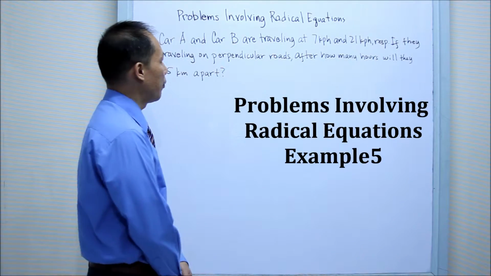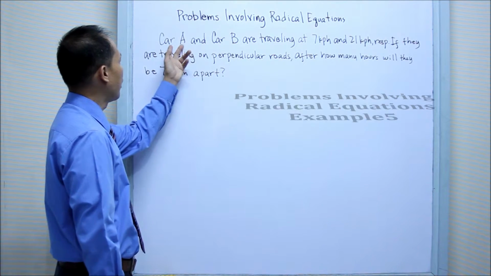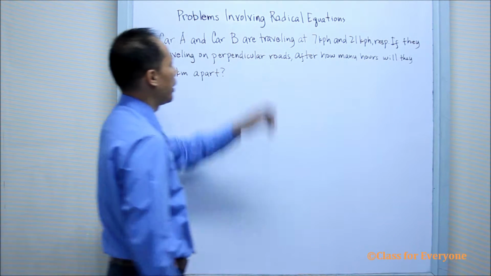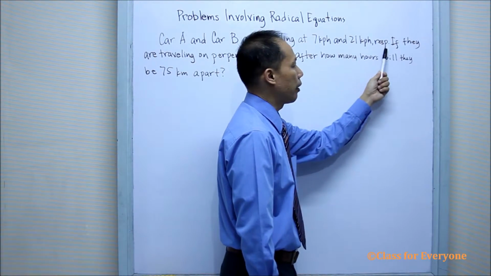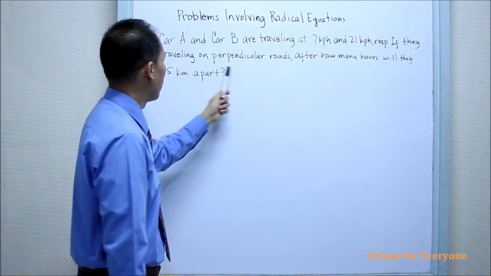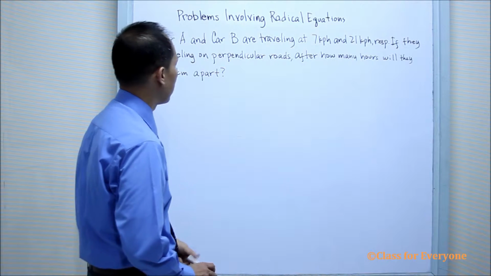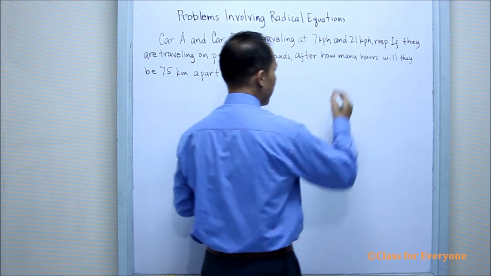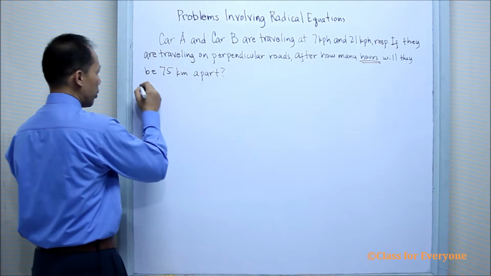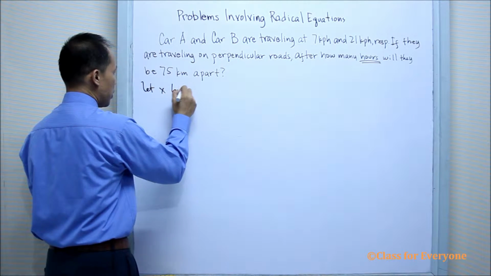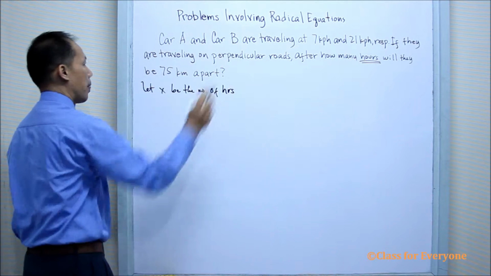We are now on a problem involving a uniform motion of car A and car B, who are traveling at 7 kilometers per hour and 21 kilometers per hour respectively. If they are traveling on perpendicular roads, after how many hours will they be 75 kilometers apart? We're looking for the number of hours. So in our representation, let x be the number of hours.